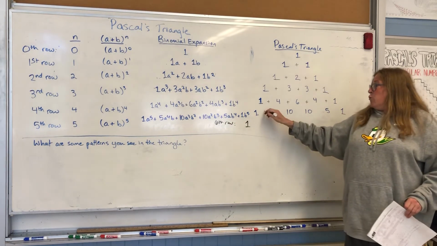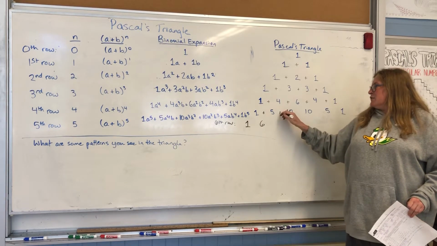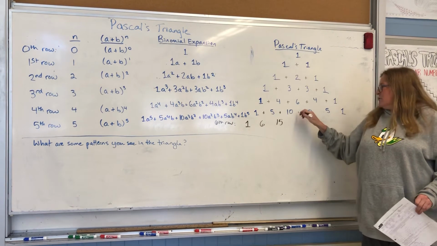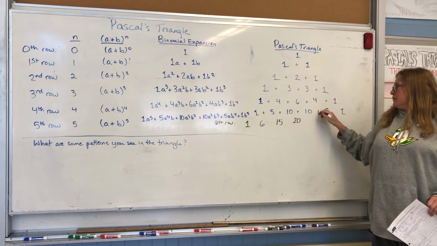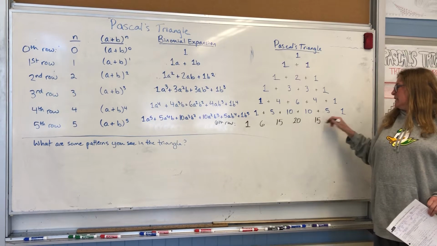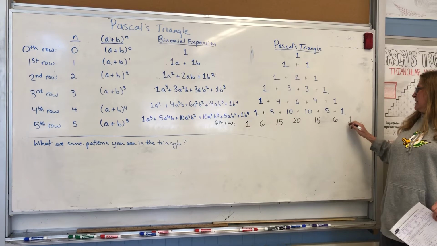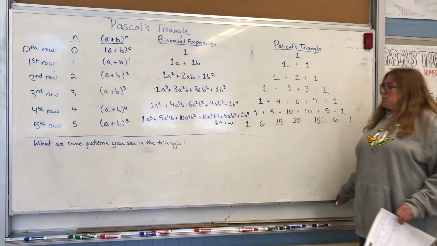Now I'm going to do 1 plus 5, and that's going to get me 6. I'm going to do 5 plus 10, which is going to get me 15. I'm going to do 10 plus 10, which is going to get me 20. I'm going to do 10 plus 5, which is going to get me 15. 5 plus 1, which gets me 6. And then the outer one is a 1. Right? Now, what are some patterns we notice?